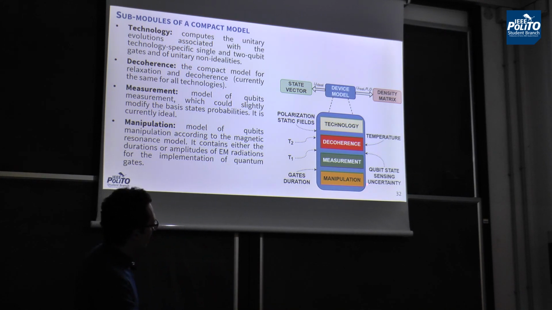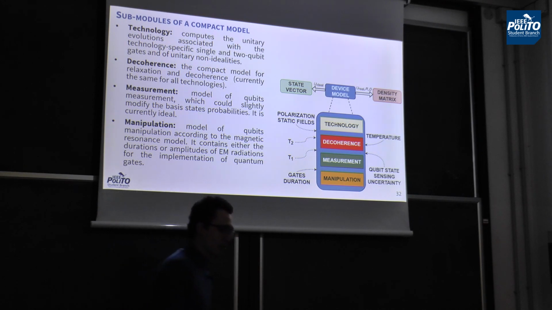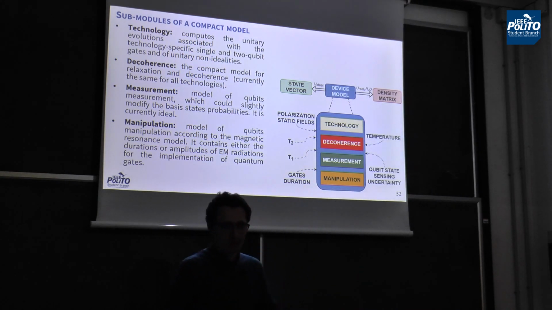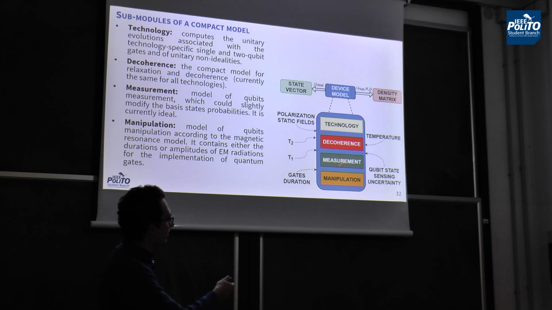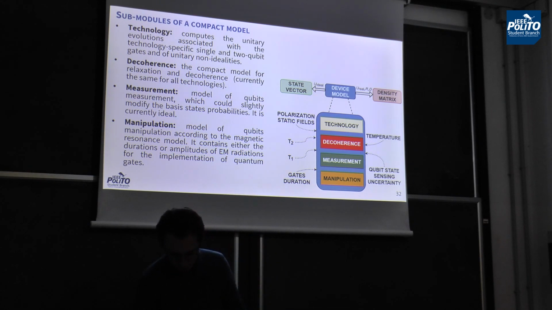The compact model is based on four submodules, depending on different degrees of freedom. The four modules are the technology, which describes all the native operations of the quantum technology to be simulated. Then there is a decoherence model, a description of the measurement mechanism of the qubits, which can be affected, for example, by errors or uncertainty in the measurement. However, in the current version, the measurement is ideal, so it is not affected by this phenomenon. And finally, there is a description of the manipulation operations, so all the physical parameters associated with the physical operations to be done to update the state of qubits.